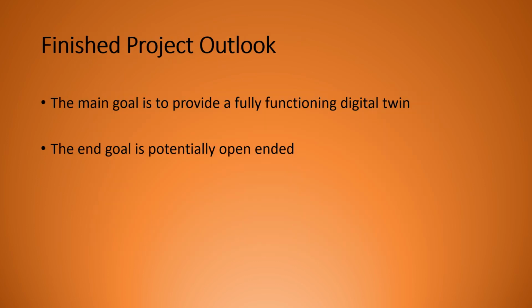The finished project outlook. The main goal is to provide a fully functioning digital twin. This will have the functionality to fully control and act upon uncertain characteristics of the network grid, causing all resources to be fully utilized as efficiently as possible.